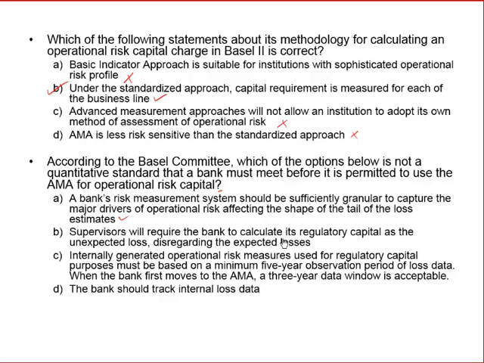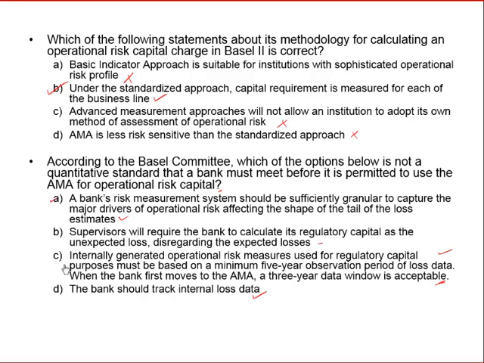Supervisors will require the bank to calculate its regulatory capital as the unexpected loss, disregarding the expected losses. I will come back to this after evaluating the other two options. Internally generated operational risk measures used for regulatory capital purposes must be based on a minimum 5-year observation period. When the bank first moves to the AMA, a 3-year window is acceptable. That is correct. The bank should track internal loss data is also correct.